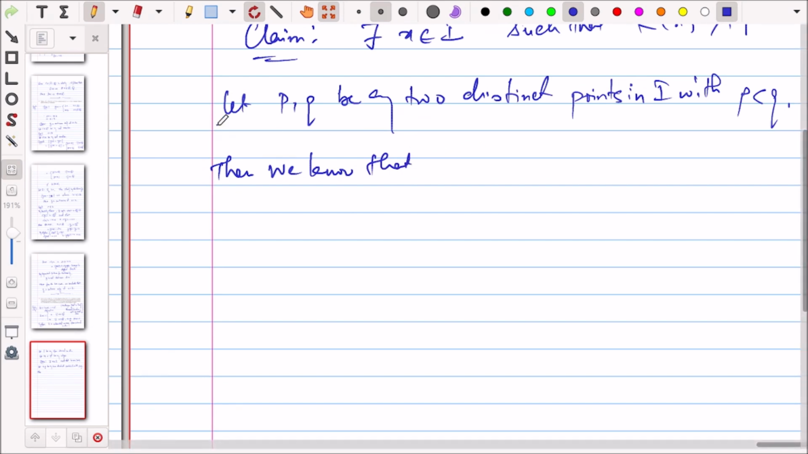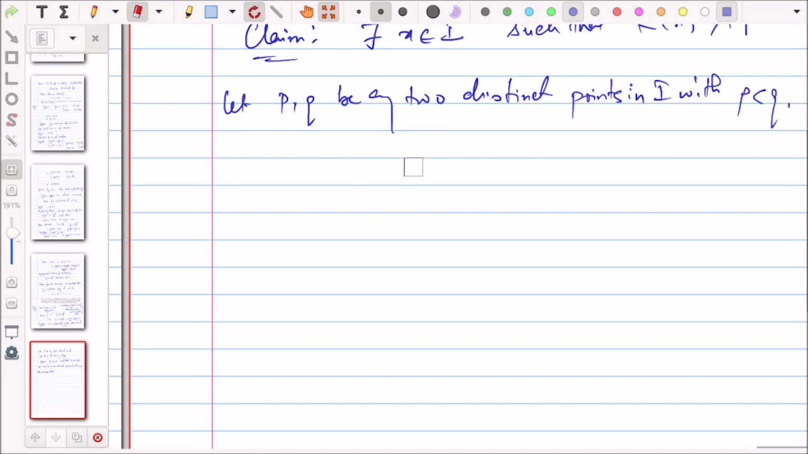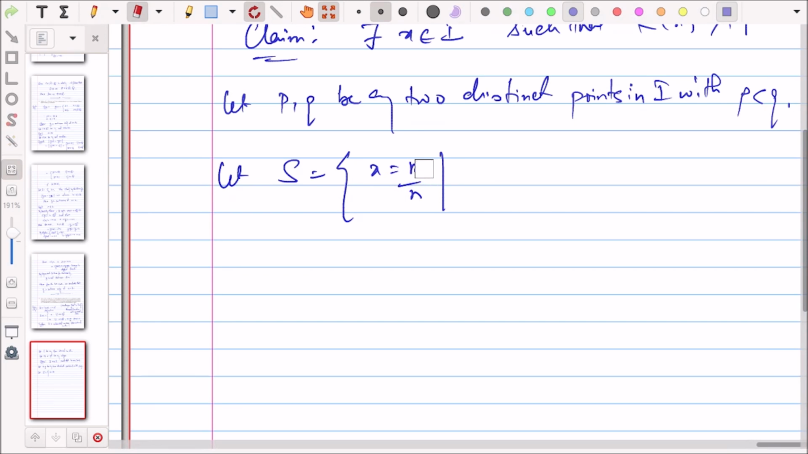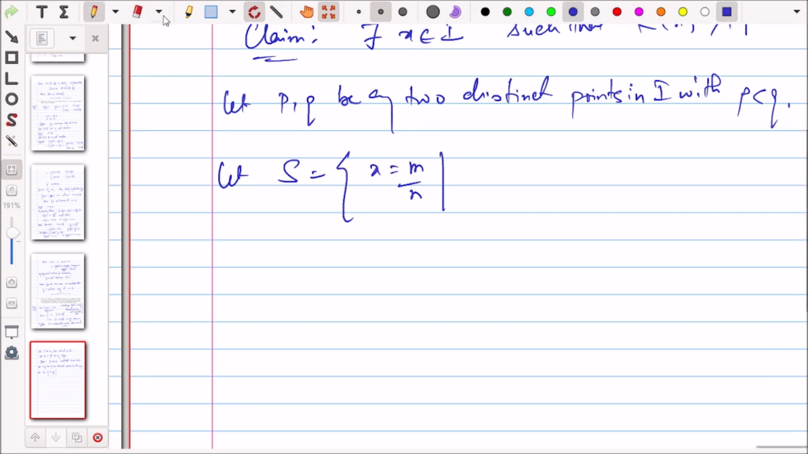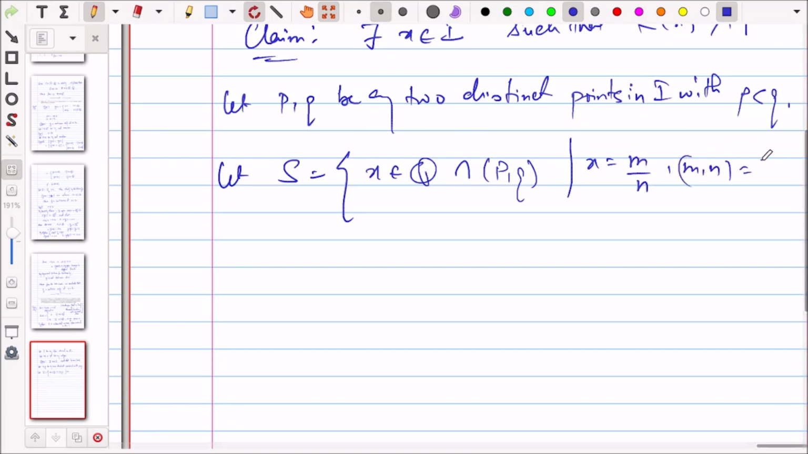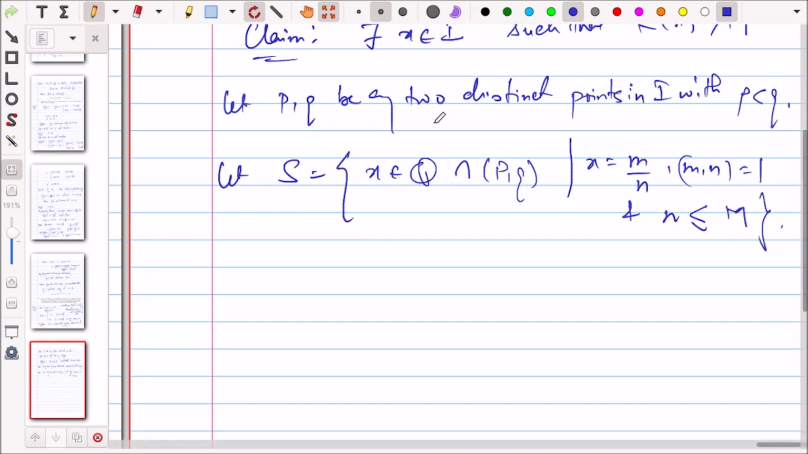Then let us take this set S. Let S be the set of all x, where x is rational, so the set of all rationals in the open interval (p, q), such that x is equal to m by n, where m and n are coprime, and n is less than or equal to m. So we are collecting all rational numbers in this interval (p, q).